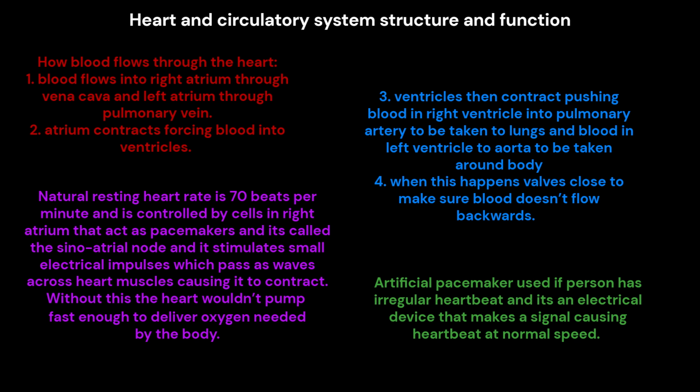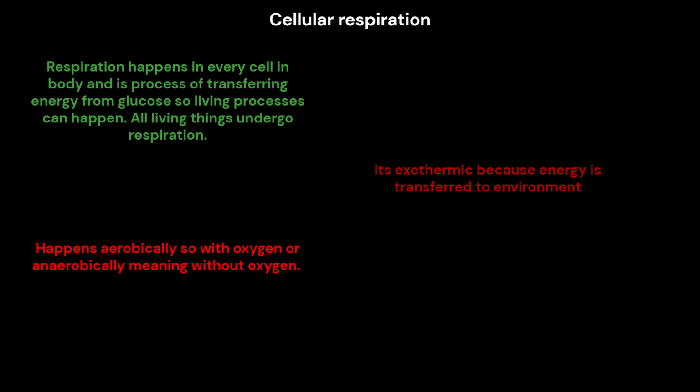The natural resting heart rate is 70 beats per minute and is controlled by cells in the right atrium that act as pacemakers, called the sinoatrial node, which stimulates small electrical impulses that pass as waves across the heart muscles, causing them to contract. Without this, the heart wouldn't pump fast enough to deliver the oxygen needed by the body. An artificial pacemaker is used if a person has an irregular heartbeat, and it's an electrical device that makes a signal causing the heartbeat at normal speed.